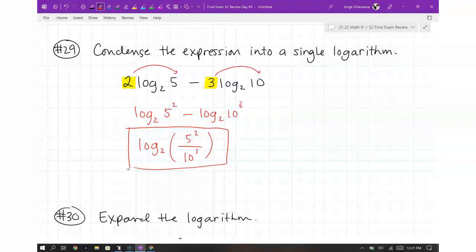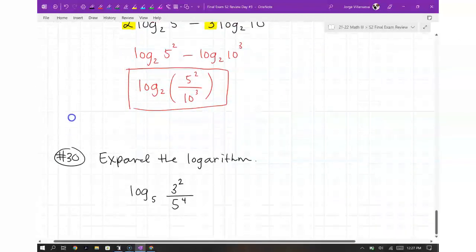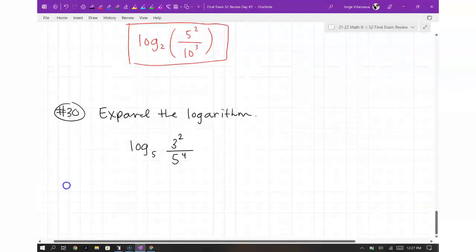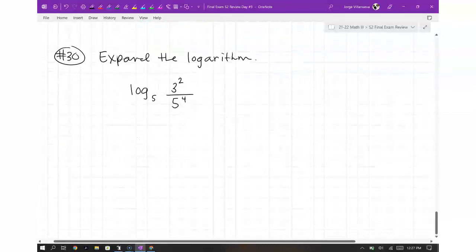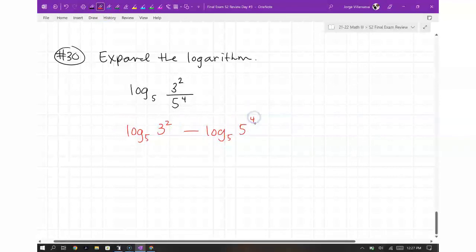Okay. Last one. Blow this one up, okay? Expand it. You're going to have to expand it. Log base 5 of 3 squared over 5 to the fourth. So we're kind of going backwards. So I see a fraction, so what should it become? Subtraction, right? So let me go ahead and do that. Log base 5 of 3 squared minus log base 5 of 5 to the fourth.